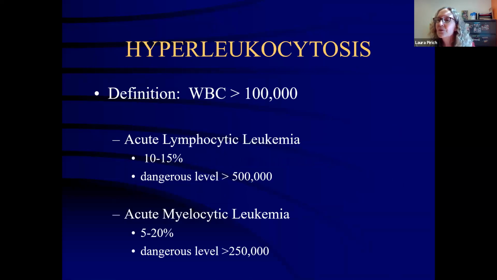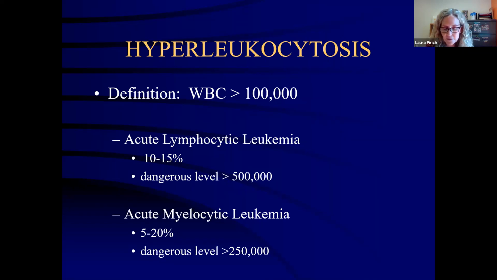Okay, any questions about tumor lysis? Okay, so let's move on to hyperleukocytosis. And even though hyperleukocytosis can result in tumor lysis, it's really a different oncologic emergency. And you see other things in addition to tumor lysis with hyperleukocytosis. So the strict definition is a white blood cell count greater than 100,000. We see that in about 10 to 15% of patients with ALL and about 5 to 20% of patients with AML.